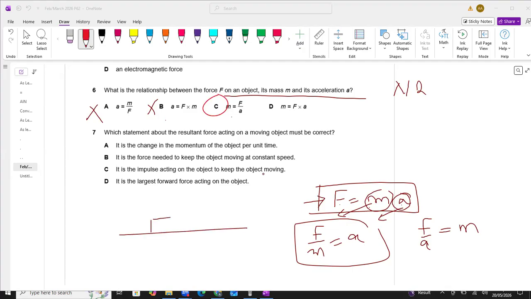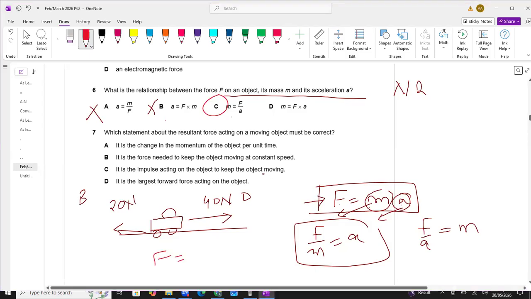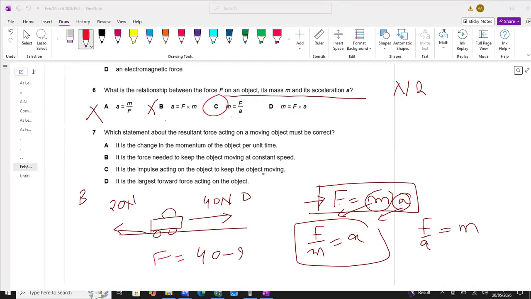For example, this is a vehicle which is moving in the forward direction with a driving force of 40 Newton. This is the driving force. And a backward force is acting on this vehicle, that is 20 Newton. So if I ask you to find the resultant force, the resultant force is equal to 40 minus 20. So the resultant force acting on this vehicle is 20 Newton. This one is the resultant force, and this formula is only derived for the resultant force. Is it clear to you, students?